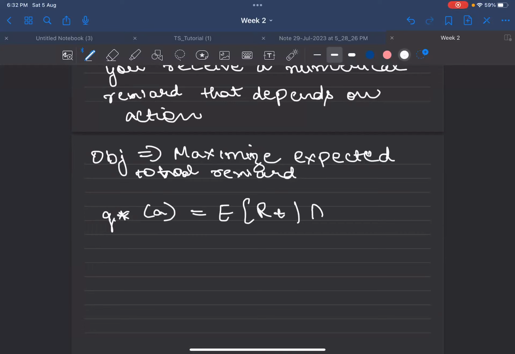Let's not go to states. Let's stay here only. If I have chosen the particular action, then what is the expected reward? That is our Q star of A. Done.